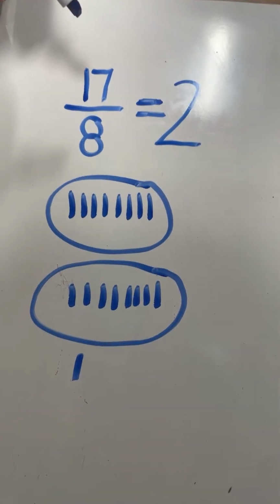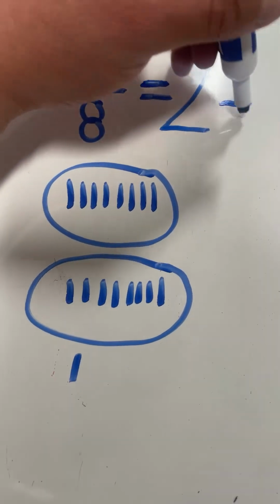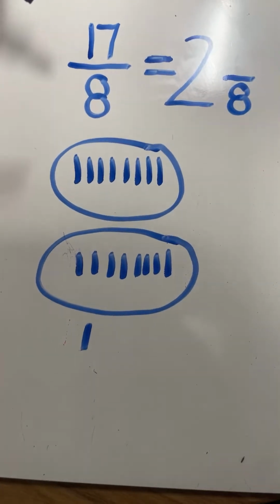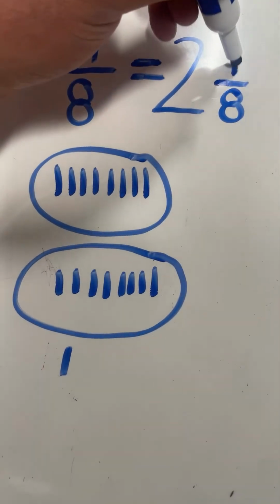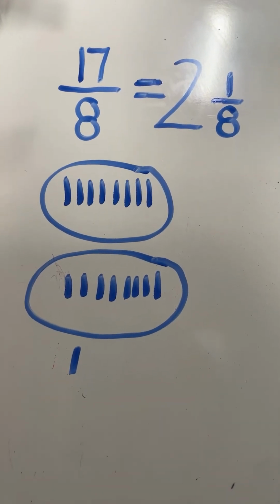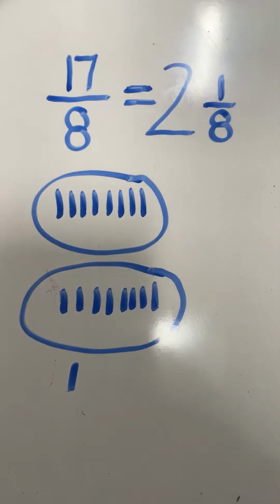Our denominator stays the same. Our denominator is 8 for the improper fraction. It's going to remain as 8 for the mixed number. Our remainder is our numerator, and we have a remainder of 1. So 1's our numerator, and 17/8 converted to a mixed number equals 2 1/8.